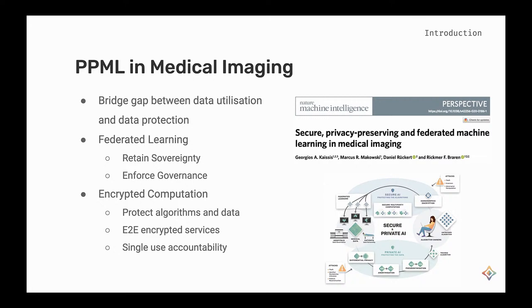Furthermore, encrypted computation systems allow for protecting both the data and the algorithms from theft or misuse in the setting of end-to-end encrypted services. This allows the provision of diagnosis as a service under the premise of what we call single-use accountability. That is, the notion that a good is provably used only for a singular purpose for which it was designated by its owner, for example, data only for receiving a diagnosis, but not for marketing or for research purposes.